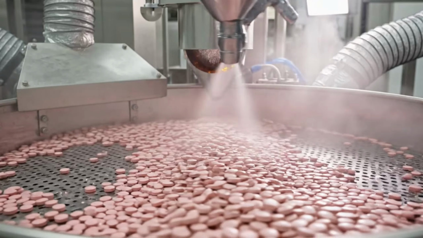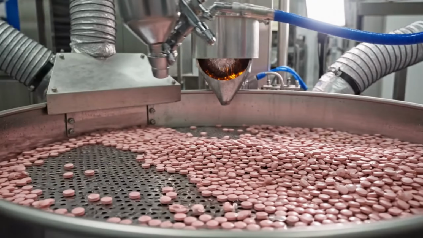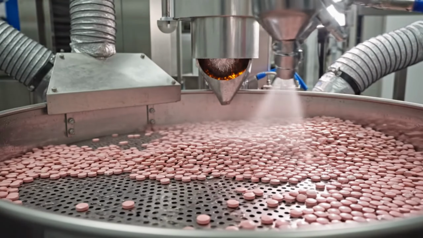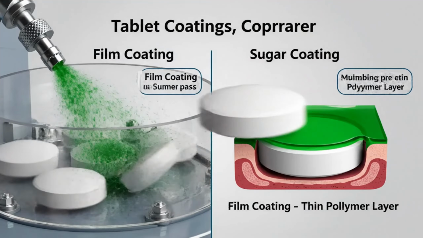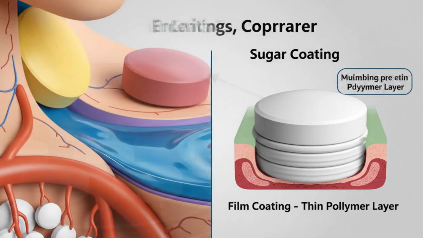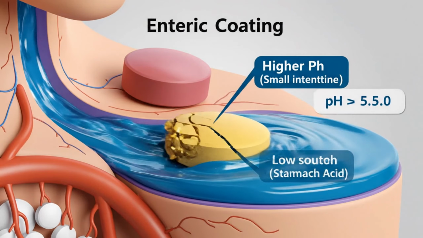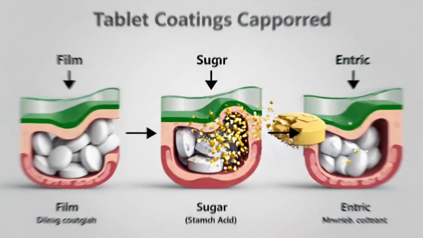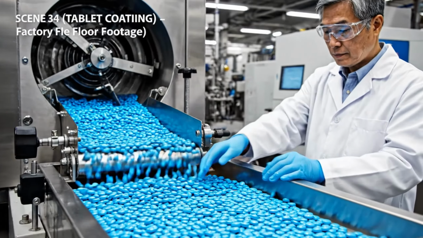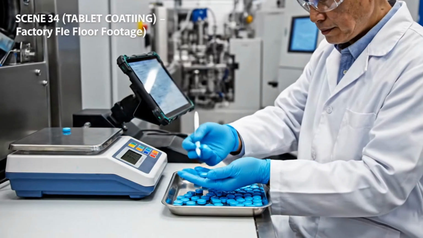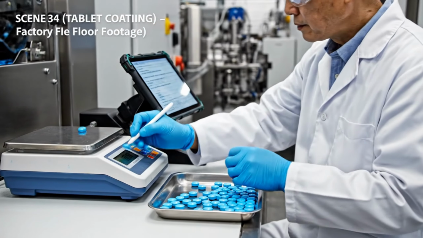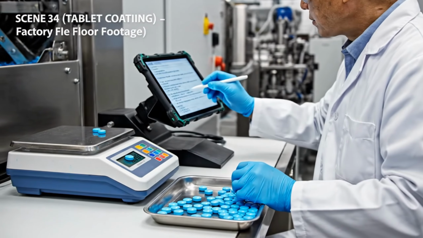Many tablets receive a coating after compression. Coating serves multiple purposes. It can mask a bitter taste. The most common coating today is film coating, a thin layer of polymer applied by spraying a solution onto tumbling tablets. Coating weight gain, the increase in tablet weight after coating, is measured and controlled carefully.